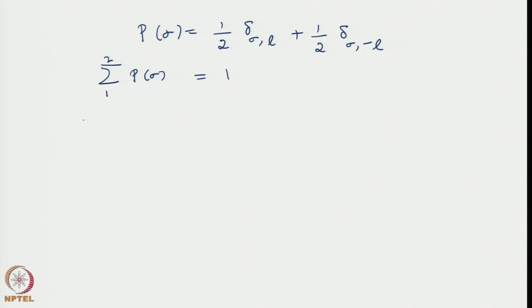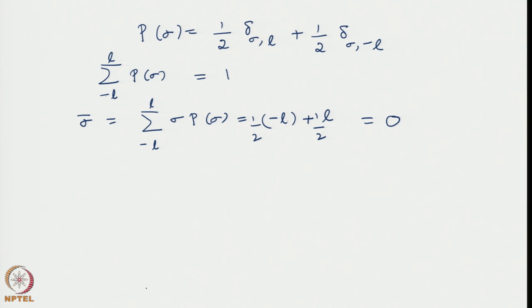The mean sigma value, sigma bar, is defined as the sum of sigma P(sigma). Since sigma takes either minus L or plus L, written more explicitly, it is minus L plus L, because the probability is only nonzero when sigma equals plus L or minus L. So there will be half here and half there, but the net will be 0. So this is a mean 0 process.